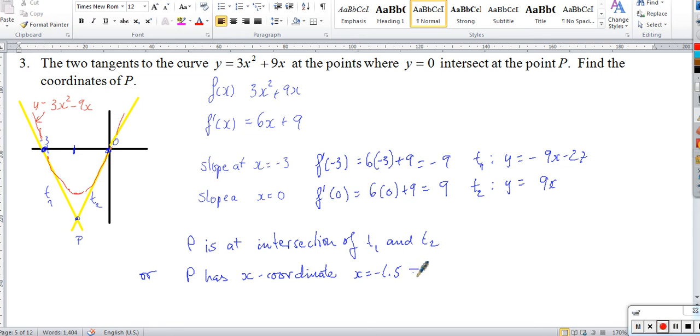Okay, so I'm going to substitute that into T2, that seems the easiest. Okay, y equals 9 times -1.5, and that's -13.5. And so I am obtaining the coordinates of P as (-1.5, -13.5), and I've answered the question.